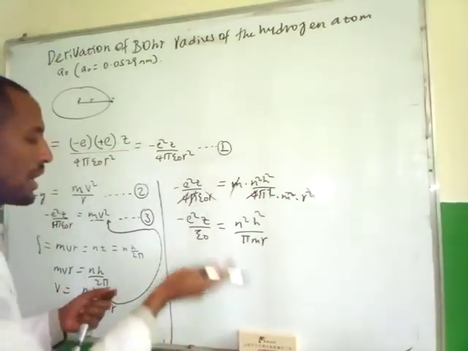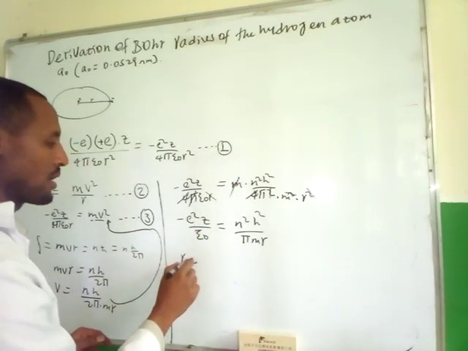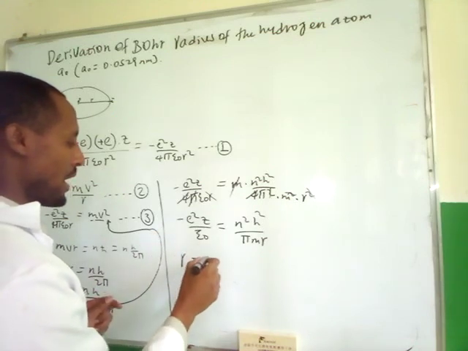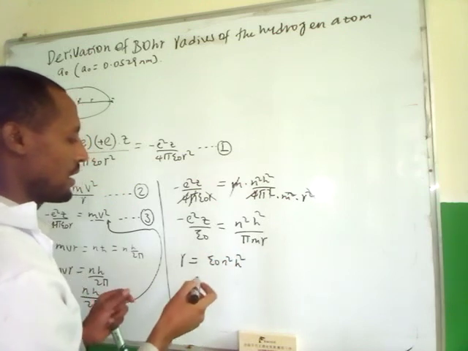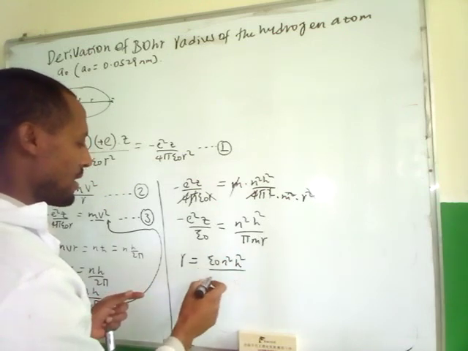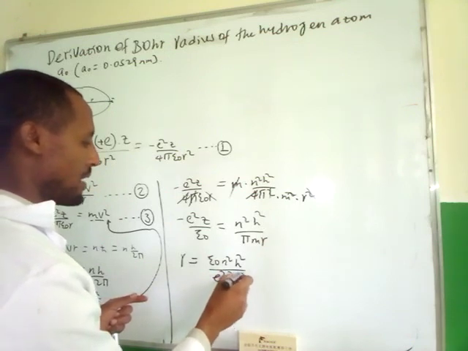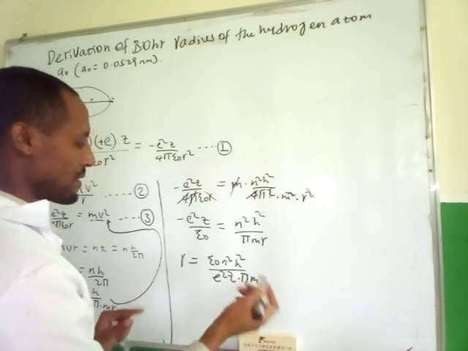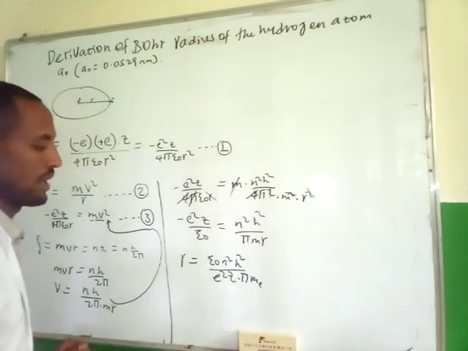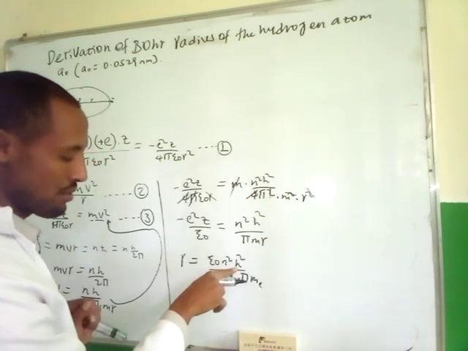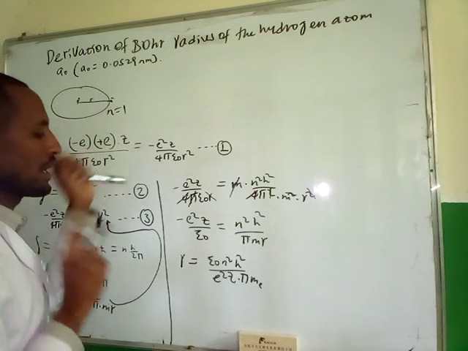So, by rearranging this equation, r is equal to epsilon naught times n squared times h squared divided by e squared Z times pi m. In this case, m is the mass of the particle, that is the mass of the electron, and h is Planck's constant. N, in the case of hydrogen, is 1. N here is the principal quantum number, which is 1.